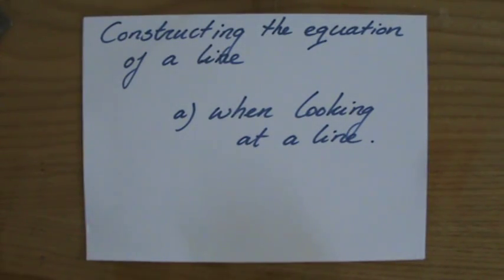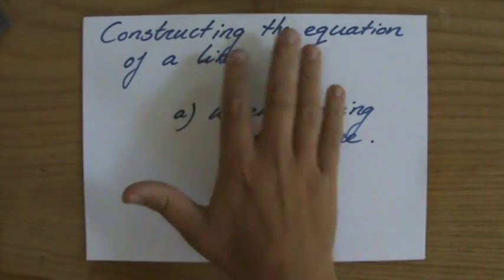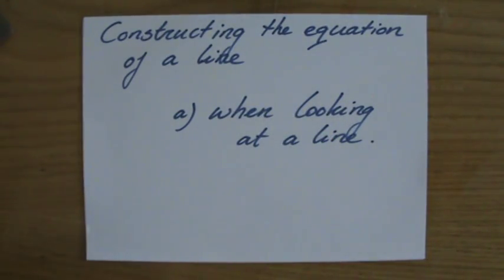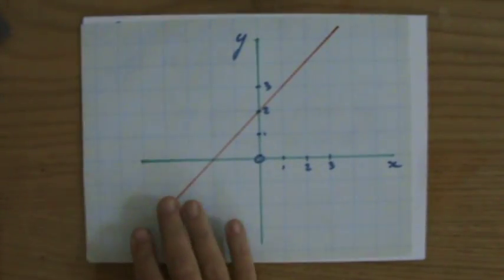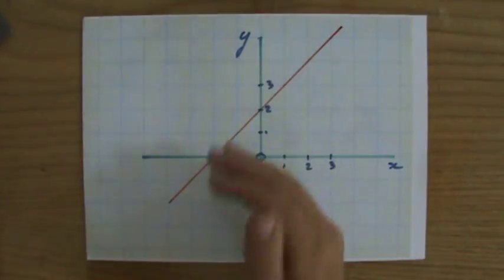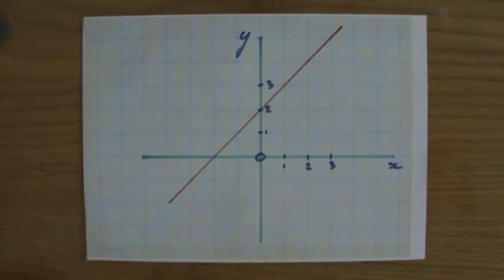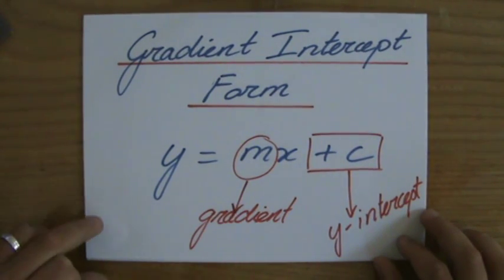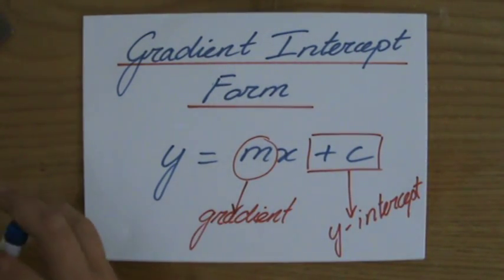Well, I'm going to give you another example of how to construct the equation of a line when you're looking purely at a line. So you're not given anything else besides a line, a set of axes and a line going through it. And I'm repeating myself deliberately, because it is really important, and it's really nice if you understand what you're doing as well.